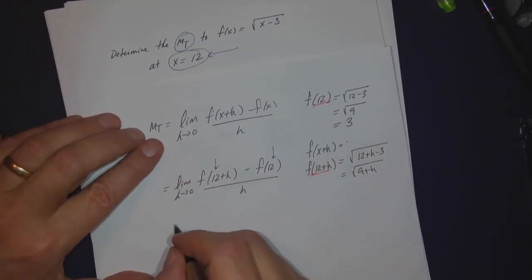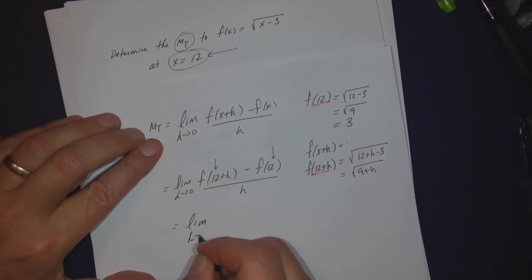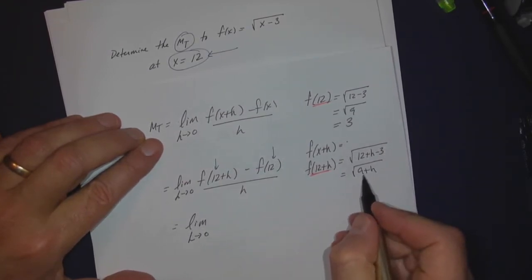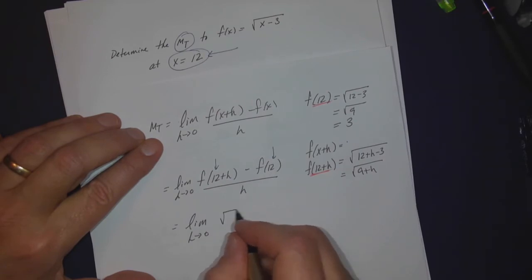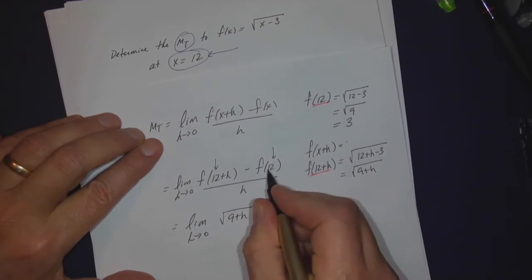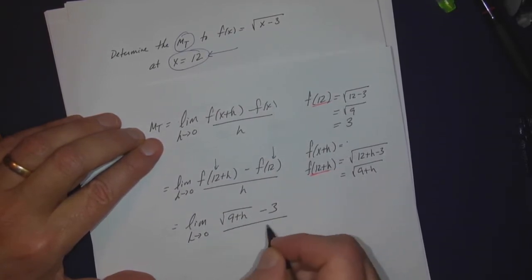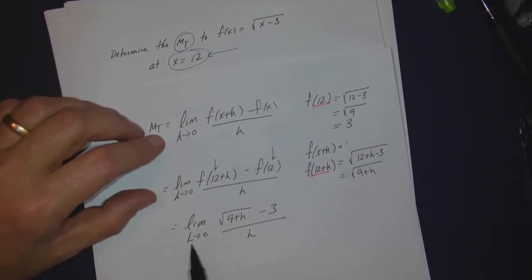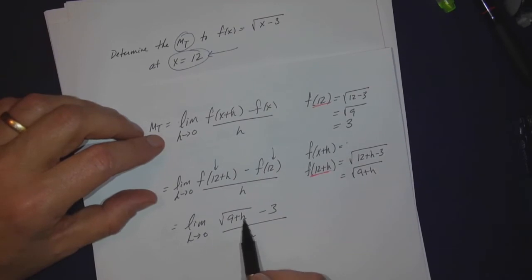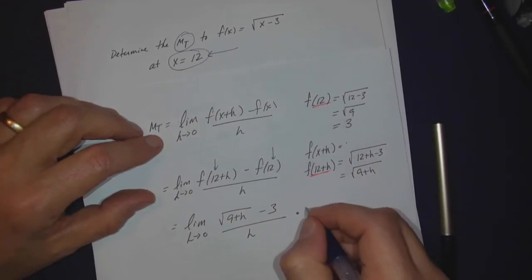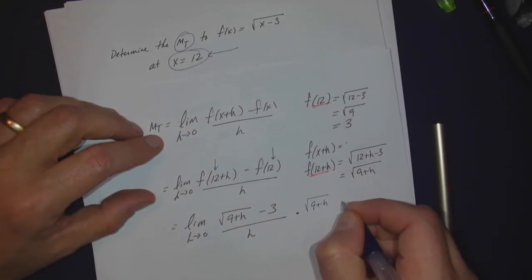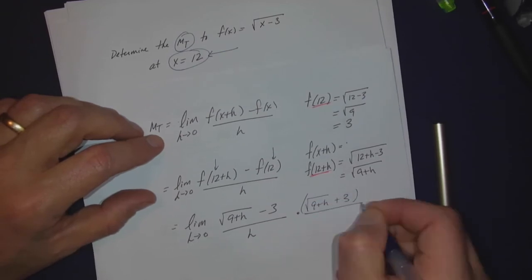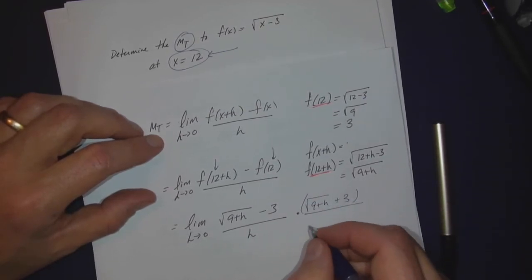So this is going to become the limit as h approaches 0. Now this is going to be 9 plus h square rooted, and this is going to be 3, and the bottom is going to be h. Now you'll notice if I apply the limit, h approaches 0, that goes to 0. Square root of 9 is 3, 3 minus 3 is 0, over 0, indeterminate. So to get rid of it, we're going to multiply by the conjugate.